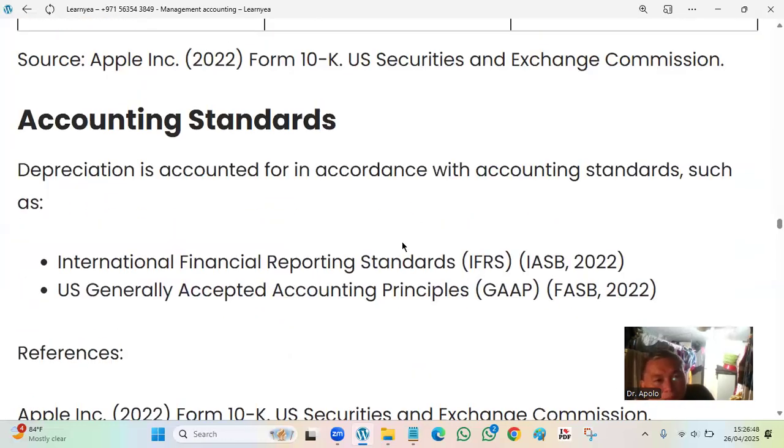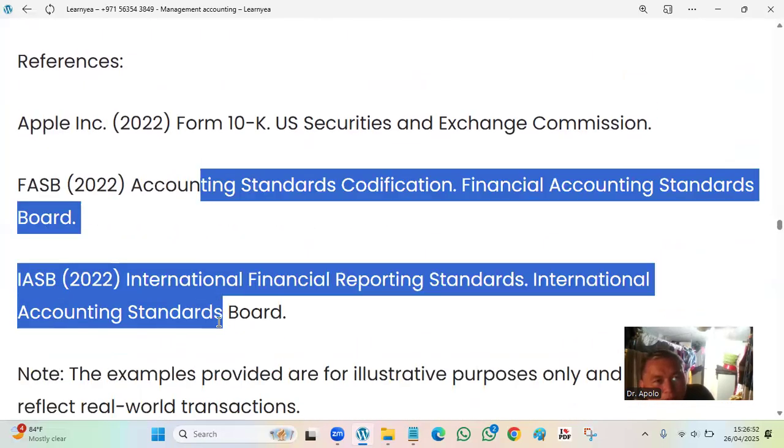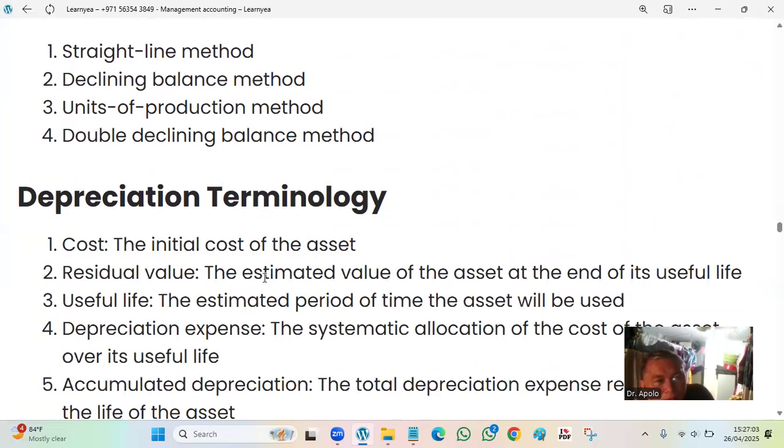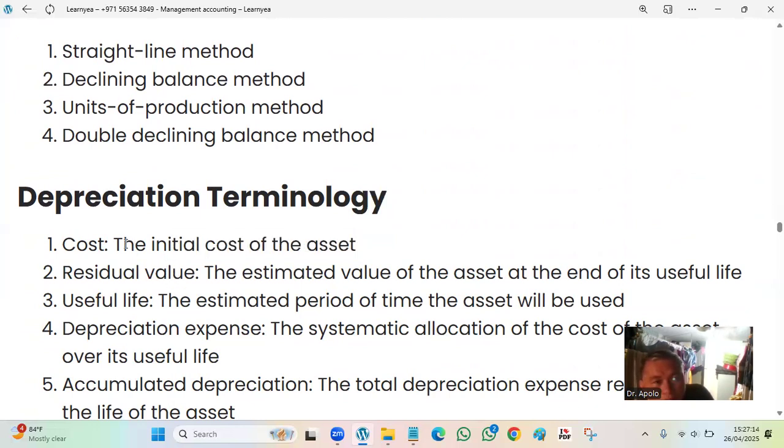Accounting standards, IFRS and then US GAAP. So these are references. So let's talk about methods. We have the straight line method, declining balance method, units of depreciation method, double declining. So the terminology: cost is the initial cost of the asset, the buy price, and associated maintenance like insurance, like holding cost.